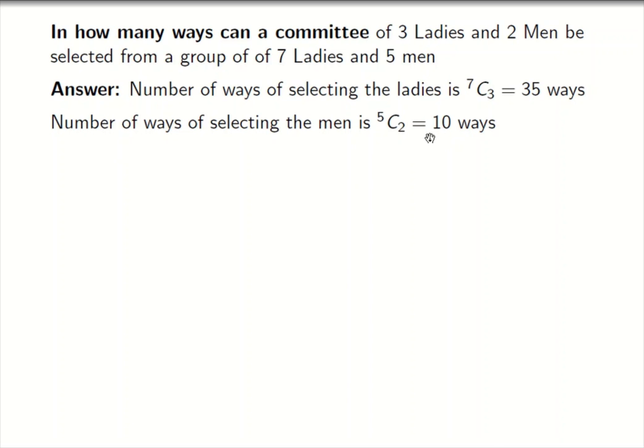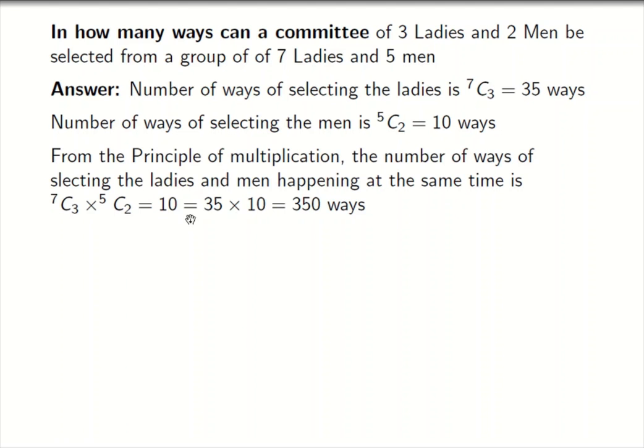So, from the multiplication principle, we are saying that if I have m different ways of doing half of the event and n different ways of doing the other half of the event, the total number of ways of doing the total event is what? This number times this number, and then it becomes what? 35 times 10, that is 350 ways. So from the principle of multiplication, the number of ways of selecting the ladies and men happening at the same time is this. I hope you get it right. So that's why I said that the principle of multiplication, there is no way you should forget about it.